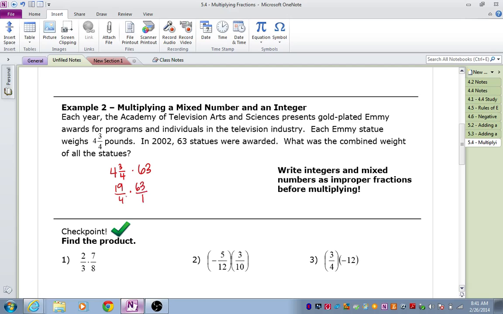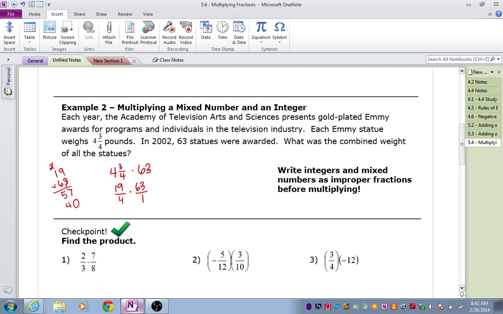And to make 63 an improper fraction, we would say 63 over 1. Okay, now there's nothing that we can divide out here. There are no common factors between 19 and 4 or 63 and 4. So we're just going to have to multiply 19 times 63. Okay, 9 times 3 is 27. 3 times 1 is 3 plus the 2 is 5.